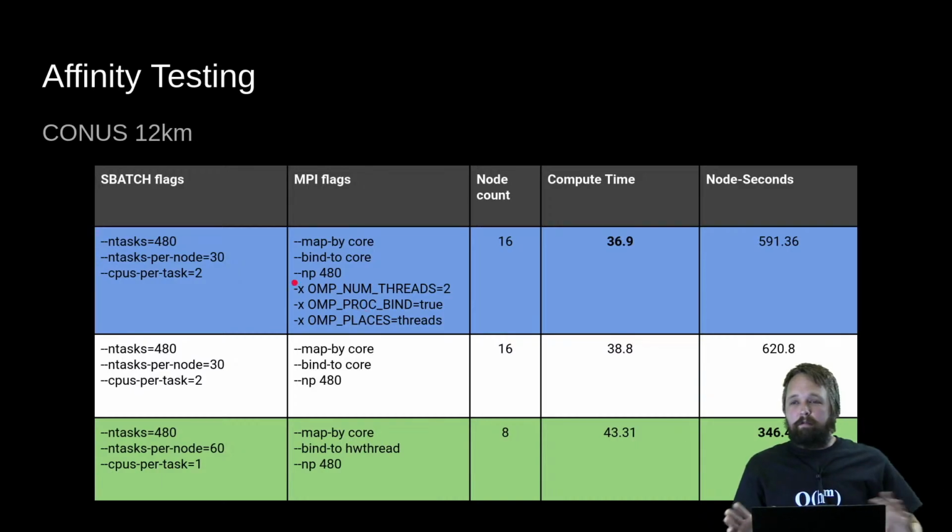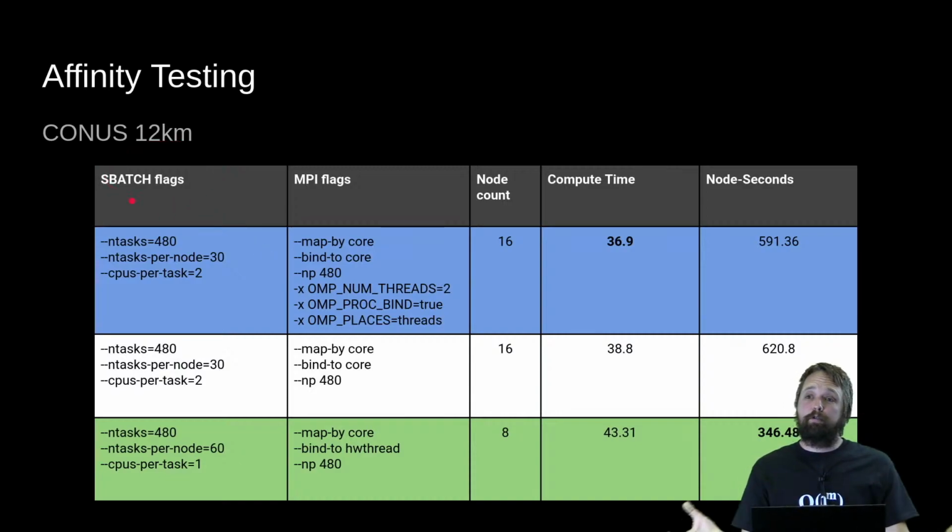I'll walk you through this, as we'll be looking at a couple of these in the next couple of slides. We have the sbatch flags, the things that control how many resources we're putting on a particular node and how many CPUs we give to each MPI rank. Then we have the MPI or affinity flags, so whether we're binding to cores or hardware threads, and whether or not we're using OpenMP. Then over here are some of the output metrics for the CONUS 12 kilometer benchmark. In the next couple of slides, we'll look at CONUS 2.5 as well.